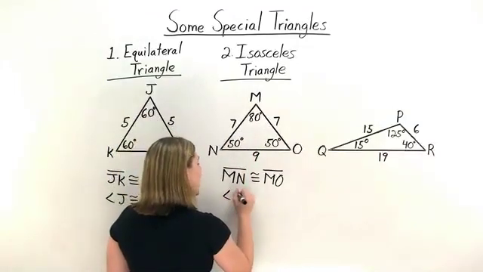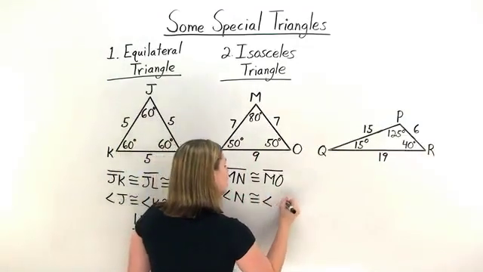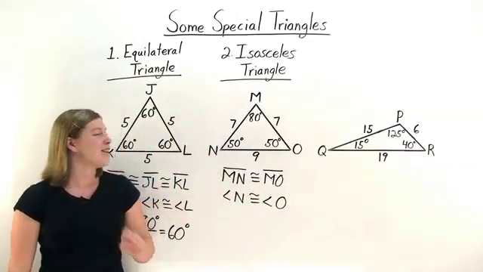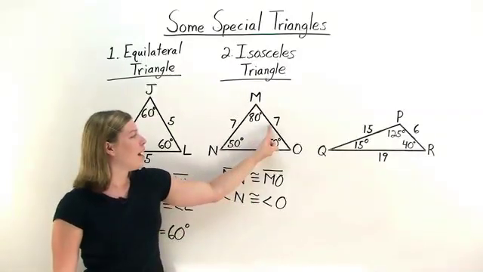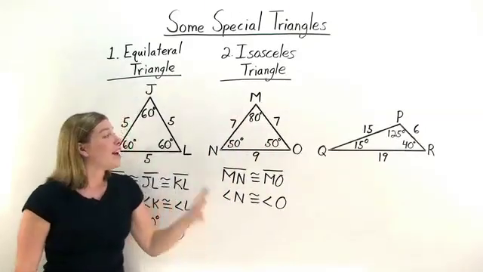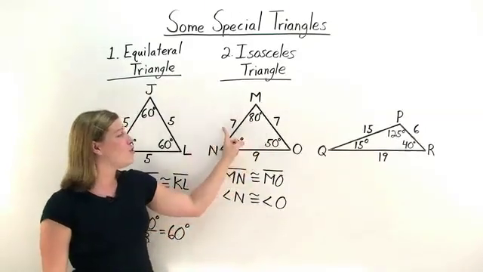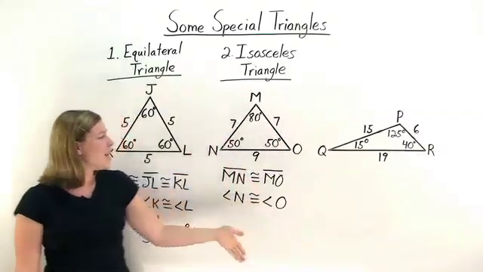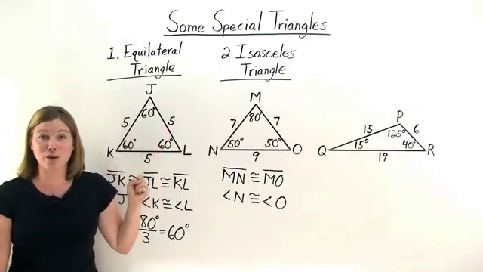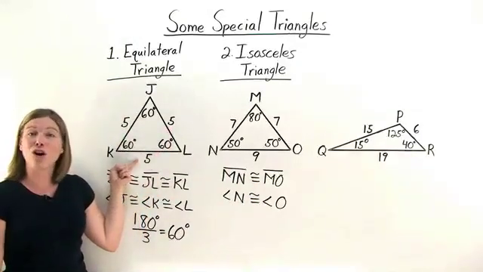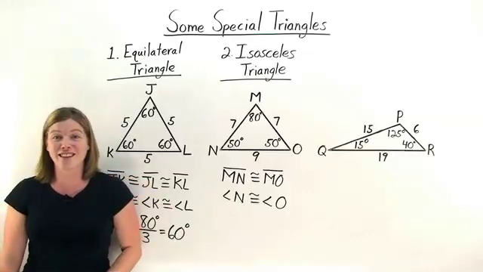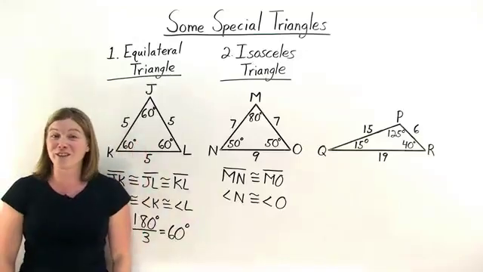So we have 2 angles that measure the same. Angle N and angle O are congruent. They have the same measurement. And those congruent angles will always sit opposite the sides that are congruent to one another. Neat. So an isosceles triangle is a triangle where at least 2 sides are congruent. Well, if we take a look back, an equilateral triangle has at least 2 sides that are congruent. It just happens that the third side is also congruent to the other 2. So an equilateral triangle is a special kind of isosceles triangle where all 3 sides are congruent.